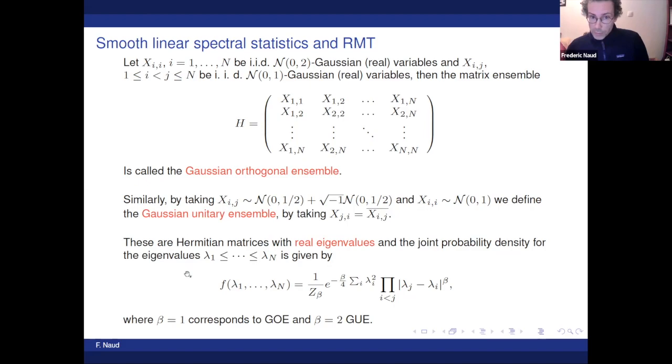And then what you can prove, and this is actually the main result of this theory, is that you can completely compute the joint probability distribution for the eigenvalues. And it's given by this formula. This is a density of probability for the eigenvalues. And there is a parameter beta. Z beta is just a normalizing constant, which is involving some gamma functions. And beta equal 1 gives you GOE, and beta equal 2 gives you GUE. So you see that this correlation between eigenvalues is getting stronger when you move from GOE to GUE.